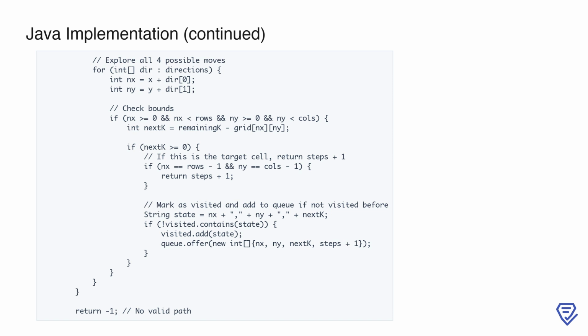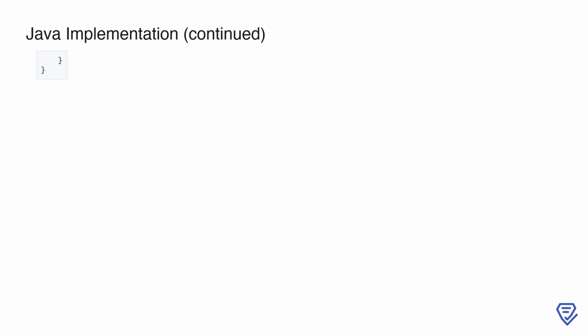If the target cell hasn't been reached, we construct a unique state string for the new position and remaining obstacle eliminations. If this state hasn't been visited yet, it's added to the visited set and queued for further exploration, incrementing the step count. This process ensures we explore all valid paths while avoiding revisiting states, optimizing the search process. Finally, if the while loop completes without returning a result, it means no valid path exists that satisfies the constraints. In such cases, we return -1 to indicate that the destination is unreachable given the obstacle elimination limit.